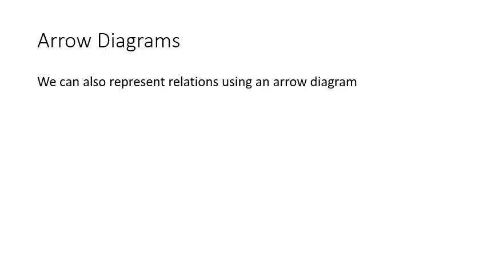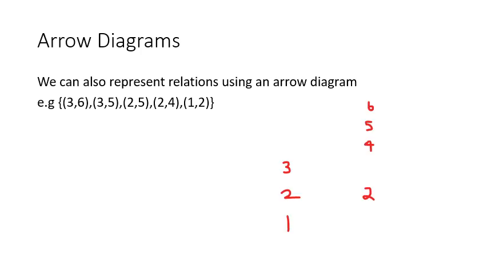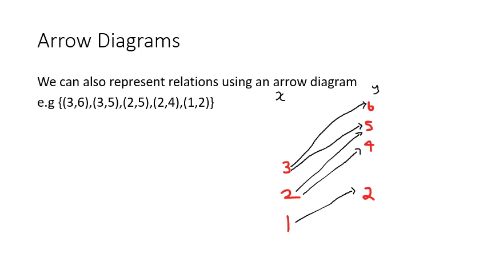Arrow diagram. We can also represent our relations using an arrow diagram. So let's look at an example. We've got (3, 6), (3, 5), (2, 5), (2, 4), and (1, 2). Now all we're going to do is draw our x value to our y value. In this first bracket, we've got (3, 6). I've got my x values here on the left and my y values here on the right, and I'll just drag this 3 over to the 6 and put an arrow. Now this 3 also goes to the 5 because of our next bracket, and in our next bracket we have (2, 5), so we'll drag the 2 to the 5. We've got (2, 4), and then our last point is (1, 2), and that's how you draw an arrow diagram.